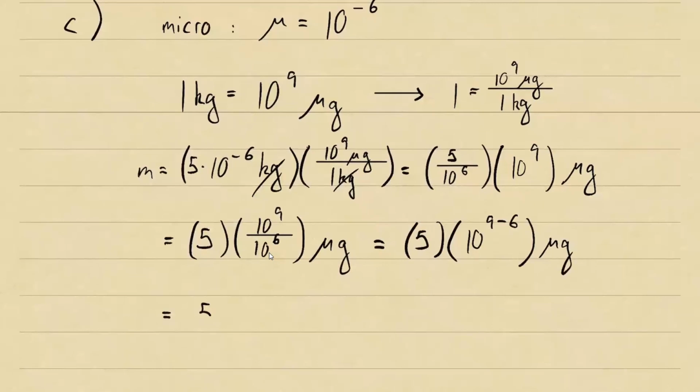So this is going to be 5. Actually, I don't even need parentheses. This is going to be equal to 5 times 9 minus 6 is 3. So this is going to be 5 times 10 to the 3 micrograms. So this is saying that the mass of this wasp is 5,000 micrograms. And that's it for this first problem.